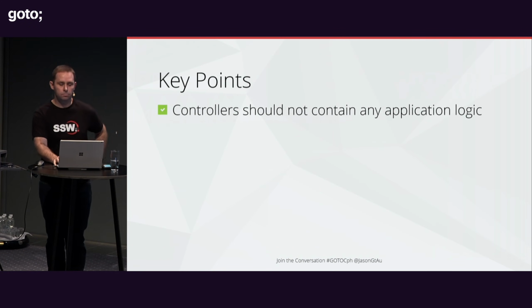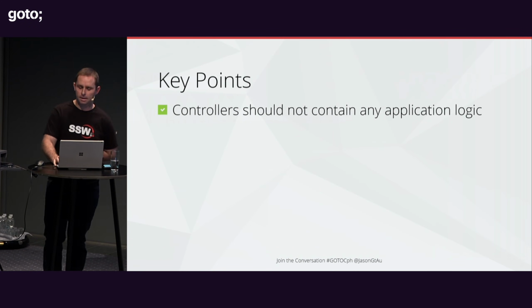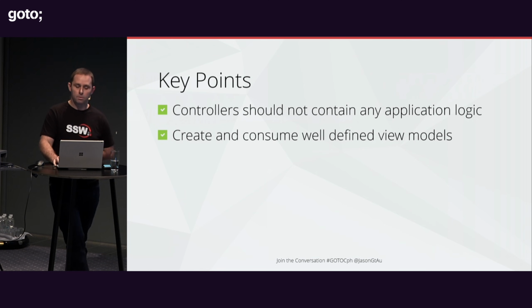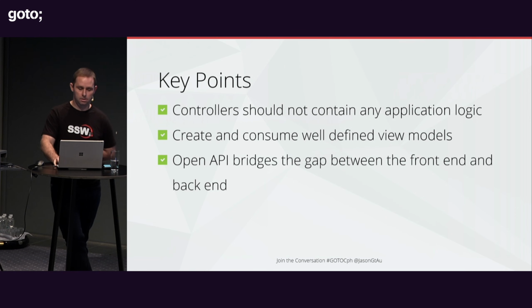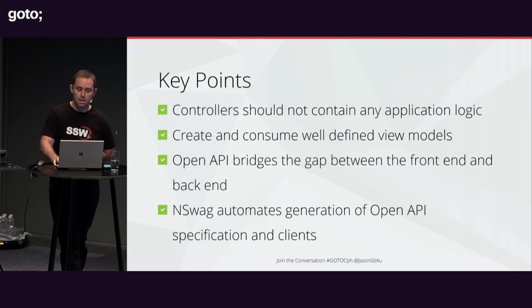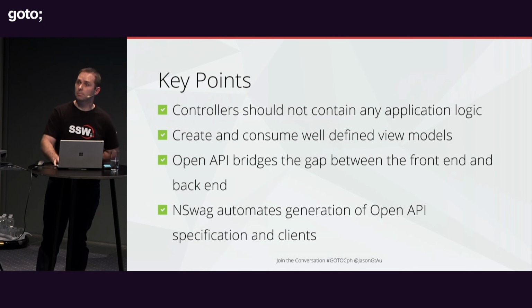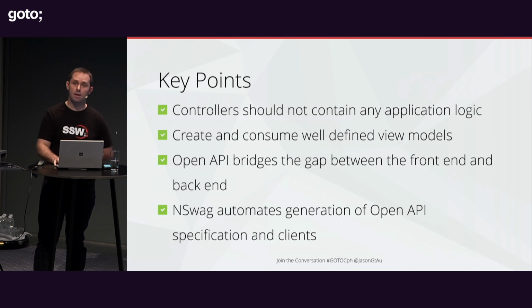So key points. Controllers should not contain any application logic. They're responsible only for taking a request and converting it into a response, and that logic lives in the application layer. We should create and consume well-defined view models. Don't make your clients ask questions. OpenAPI bridges the gap between the front end and the back end. And NSwag automates the generation of OpenAPI specifications and clients, and we automate that using a simple MSBuild task so that we don't have to look at it again.